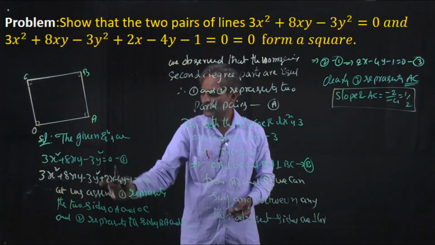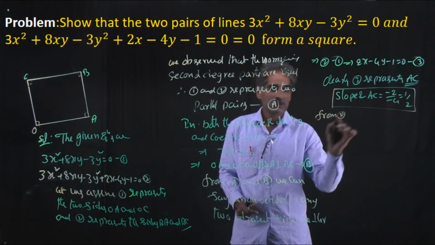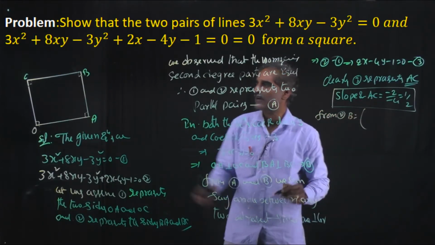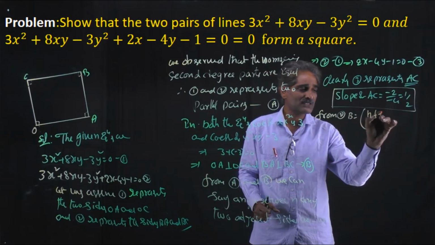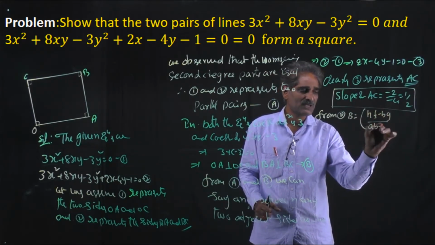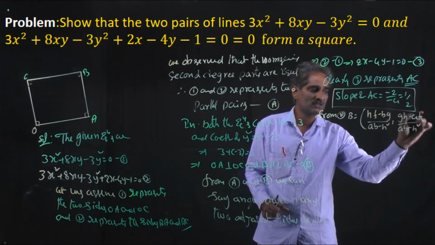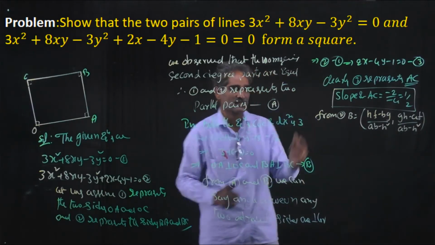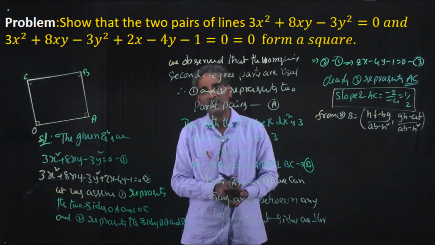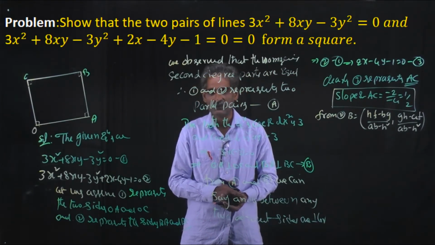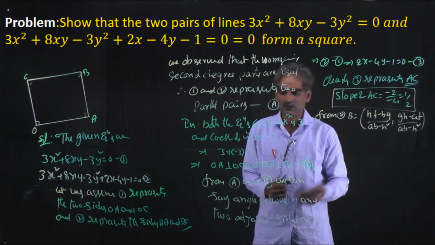B is nothing but the point of intersection of 2. So from 2, B is equal to, what is the formula to find the coordinates of the point of intersection of the pair of lines? (hf minus bg) by (ab minus h square), (gh minus af) by (ab minus h square). Already in the previous sessions we discussed the point of intersection of the pair of lines. We also derived the formula for this. Just put the values of all these terms and we will get the coordinates of the point B.